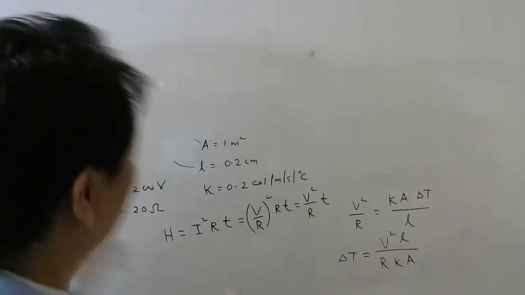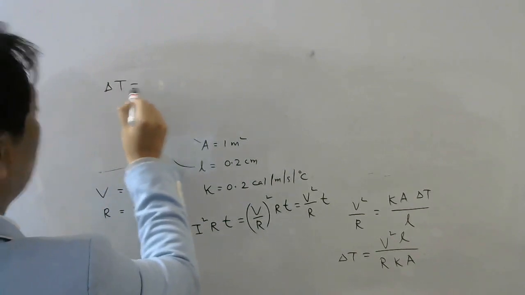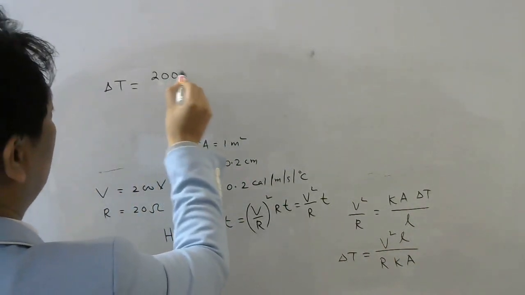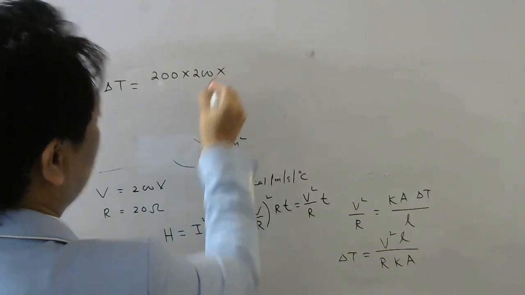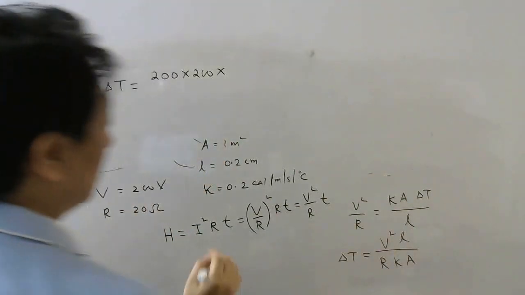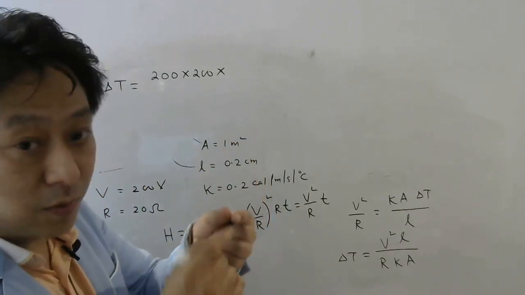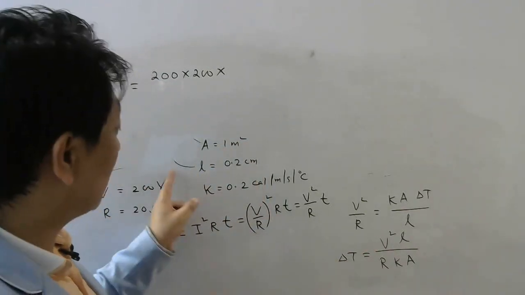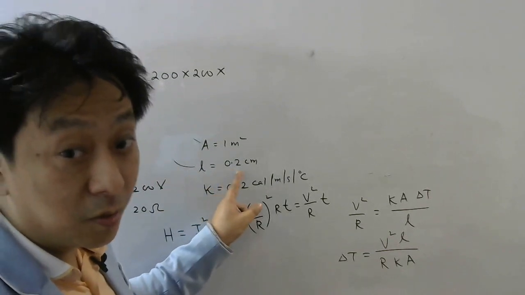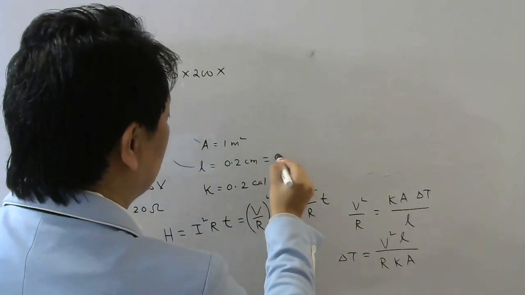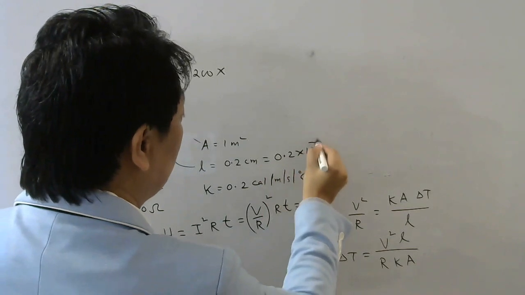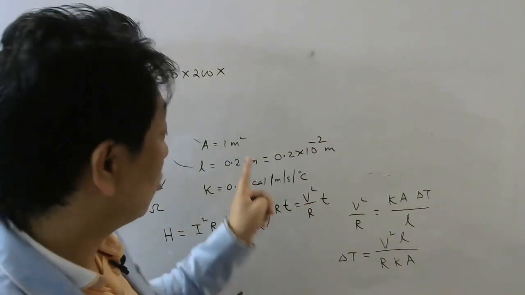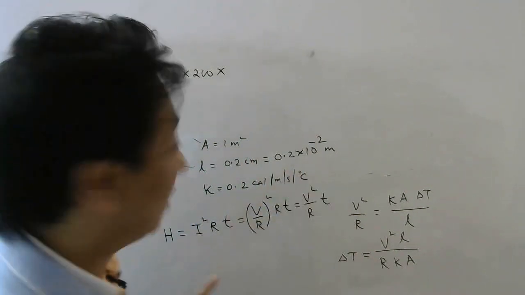Now we just need to substitute. So delta T will be equal to, what is the voltage applied? 200 volt. So 200 into 200, the square is there. This L is the length of the glass window through which heat comes out. And that length, which is the thickness of the glass window, is given 0.2 centimeter, which I can write 0.2 into 10 power minus 2 meter, because everywhere we are using SI units. So please convert centimeter into meter.